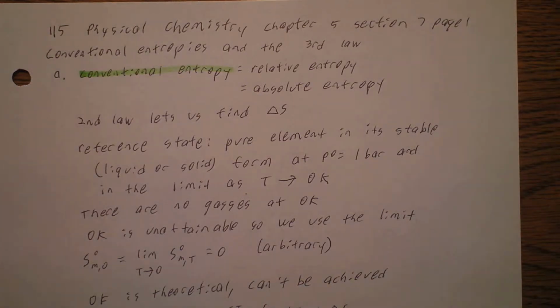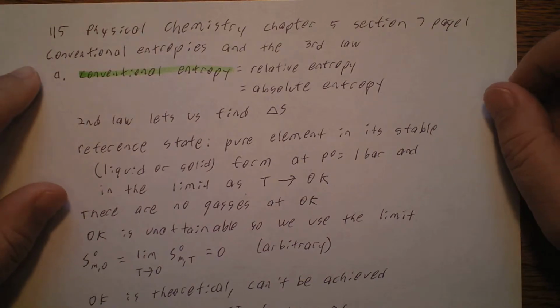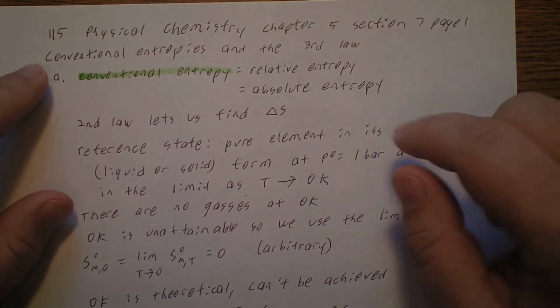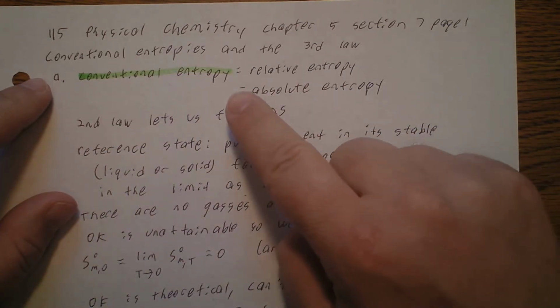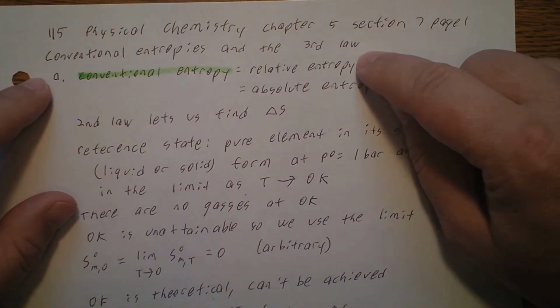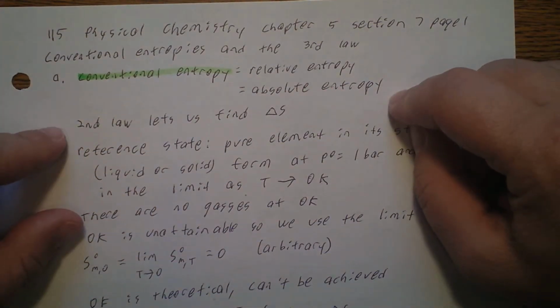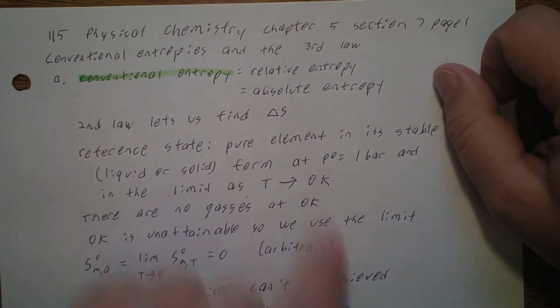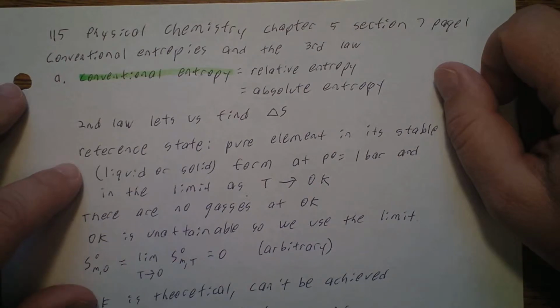Continuing on physical chemistry chapter 5, we are beginning section 7 now. Now we can talk about conventional entropies and the third law of thermodynamics. First of all, let's define conventional entropy, which is the same as relative entropy or absolute entropy. Now remember the second law that let us find changes in entropy, the delta S.